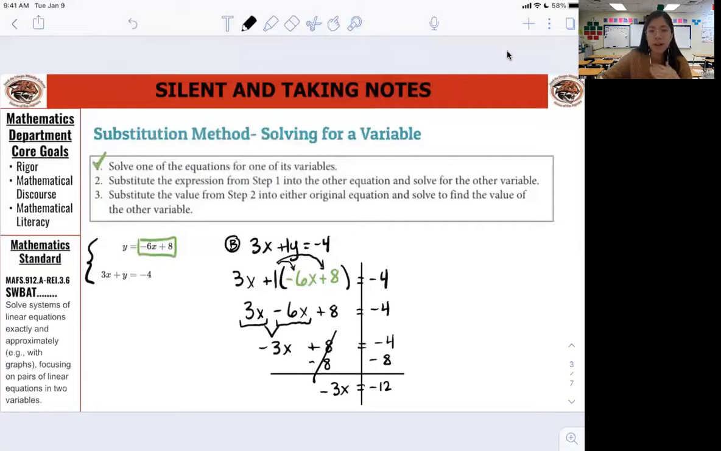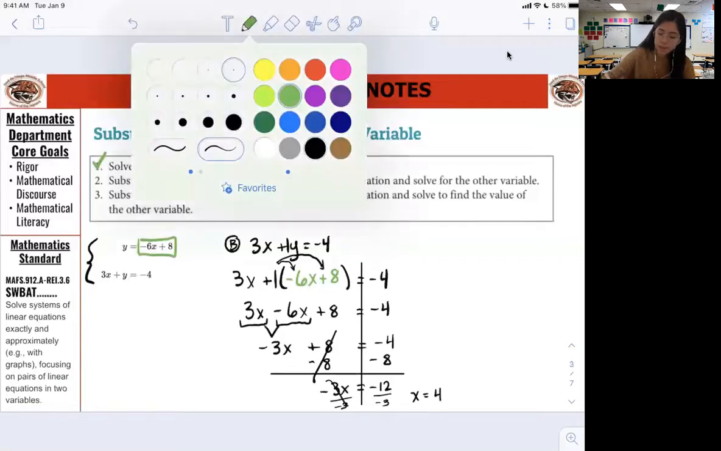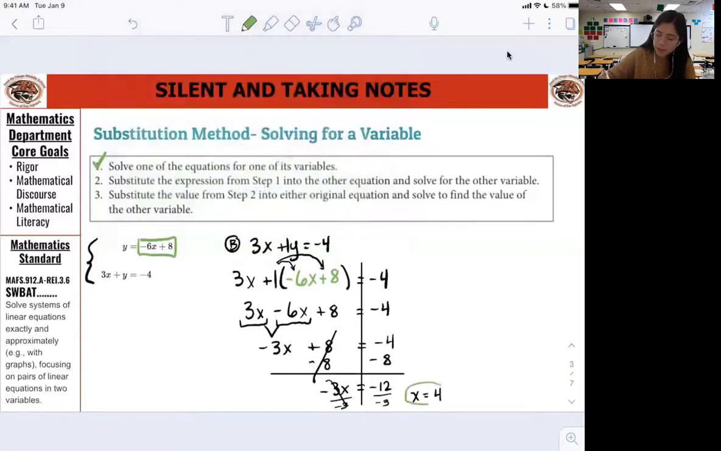And then finally, I'm solving for x. I'm dividing by negative 3 on both sides. I end up with x equals positive 4. Negative 12 divided by negative 3 is positive 4. So there's my value for x. Step 2 is complete.